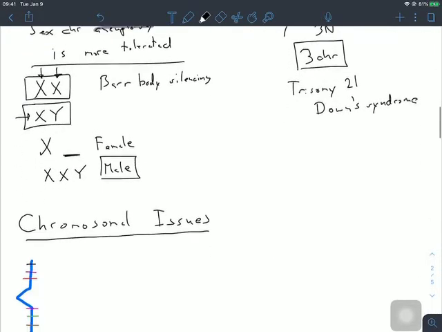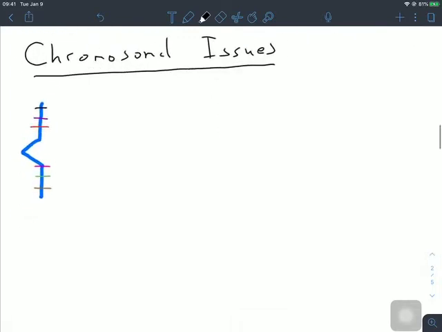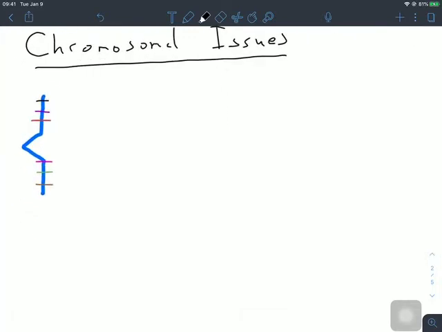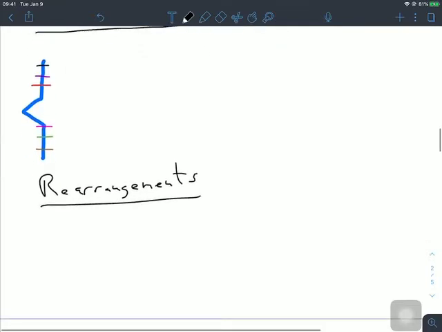Next up, we'll talk about some chromosomal issues. Rather than non-disjunction occurring and messing up entire chromosome counts, in the process of copying or in the process of recombination, you can get problems in the restitching of that chromosome back together. These chromosomal issues are oftentimes referred to as rearrangements.